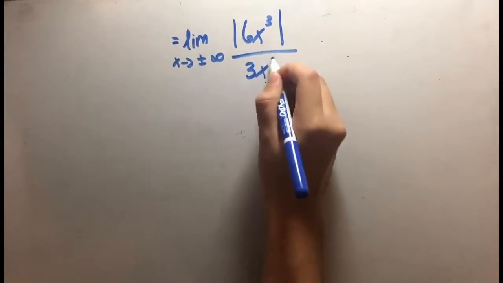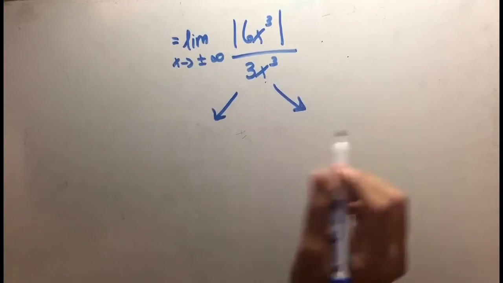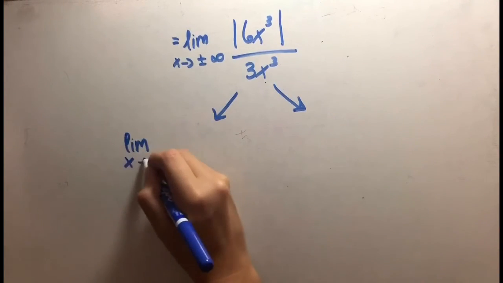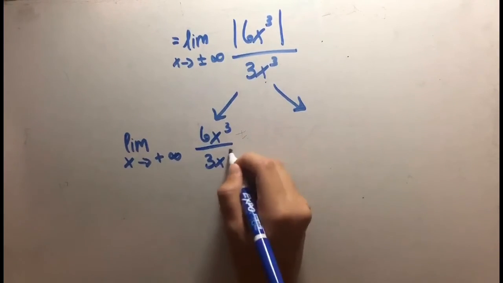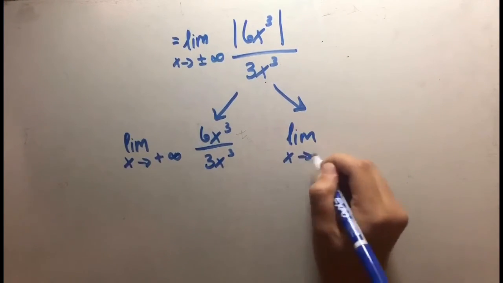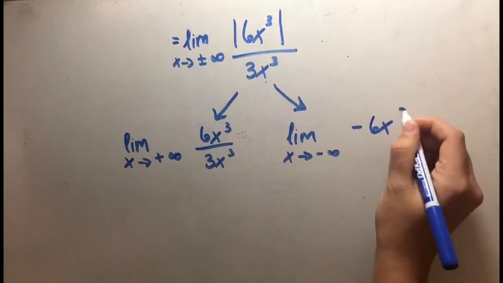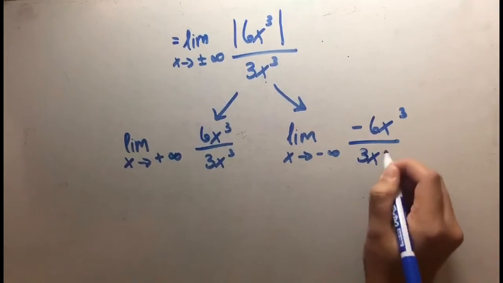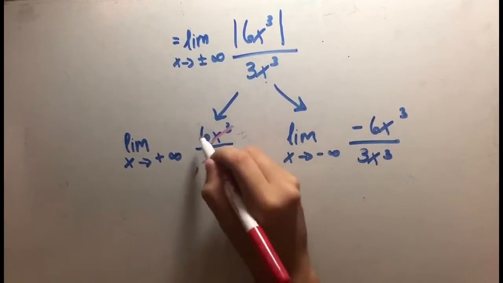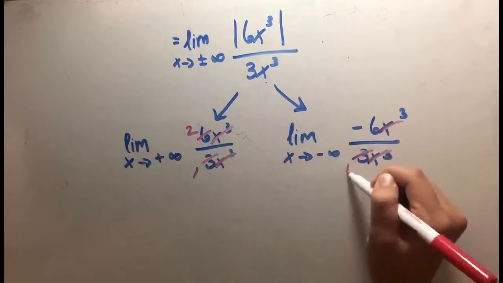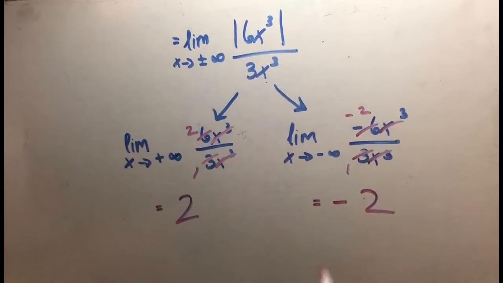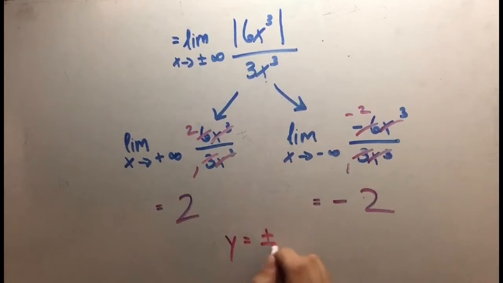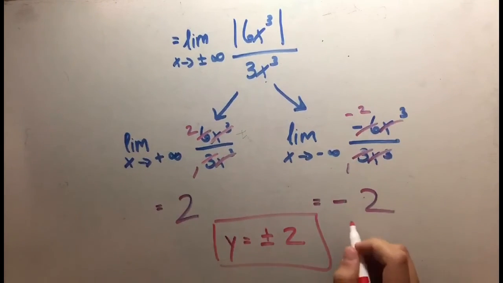The absolute value of 6x cubed over 3x cubed can be expressed as both, for when x is greater than 0, 6x cubed all over 3x cubed, and for when x is less than 0, negative 6x cubed over 3x cubed. Like terms are then cancelled out, leaving us with 2 and negative 2. Thus, the horizontal asymptotes are y equals 2 and y equals negative 2.